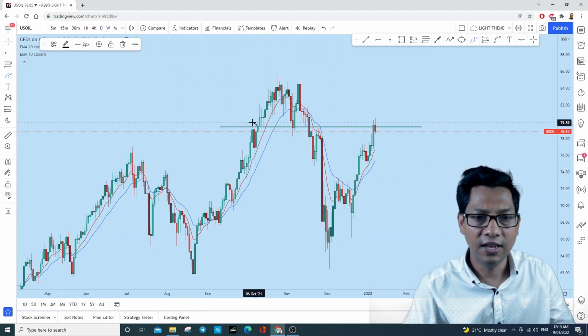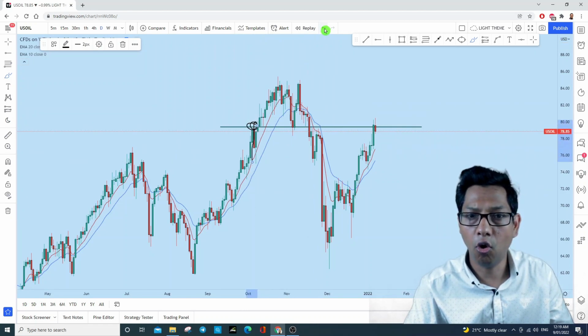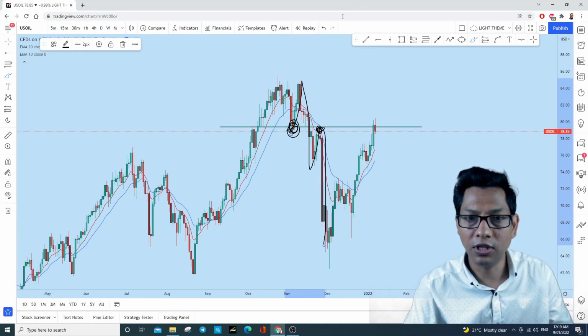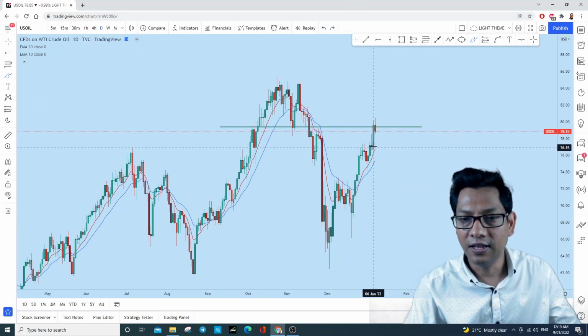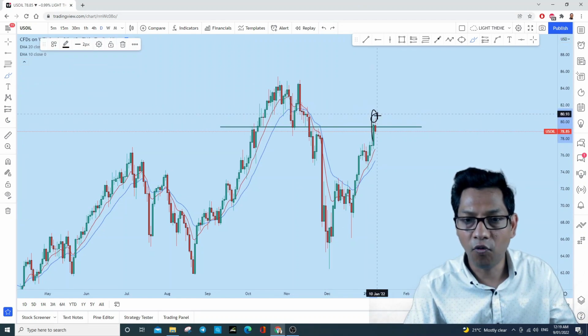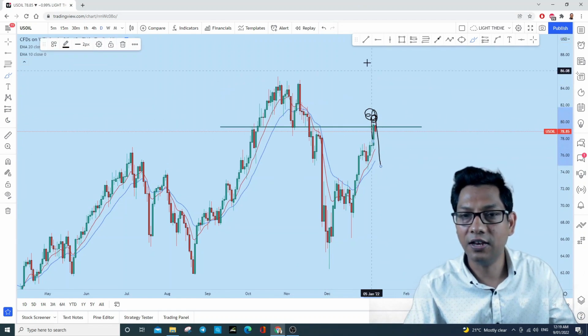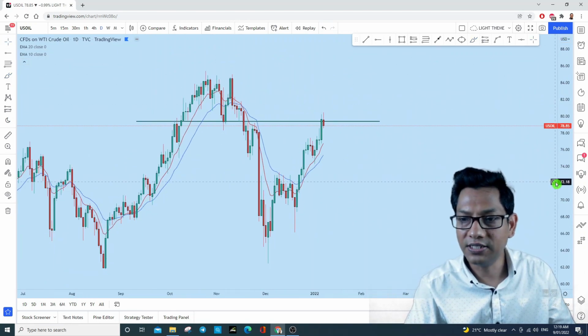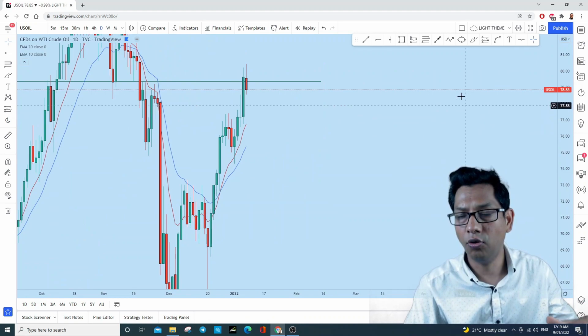Why? You see that there is a strong resistance here creating a long red candle, and then this level is respected by this zone as a support, and then the price went up, broke below, tested this level as a resistance again, and then broke to the downside. So currently the price created a false breakout to this level and then dropped to the downside. So from here, what is likely to happen on the daily time frame?